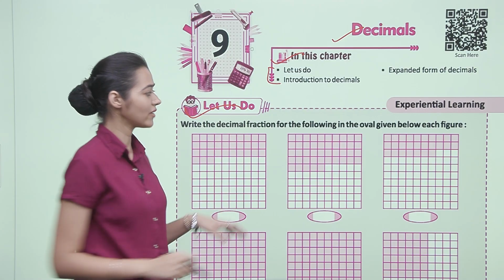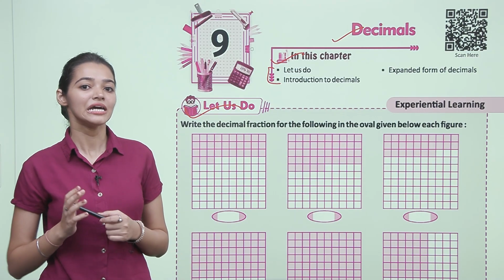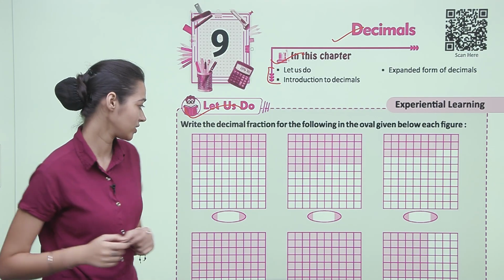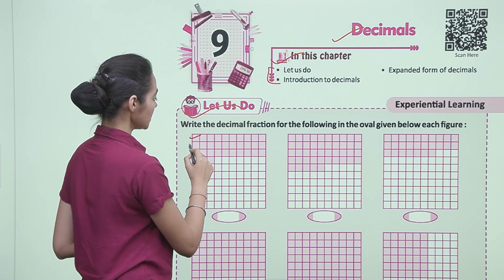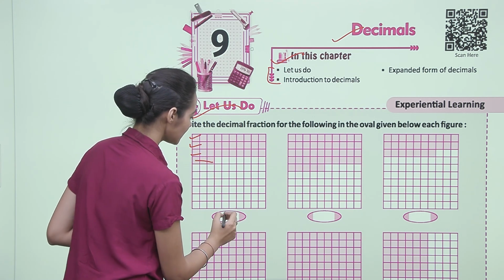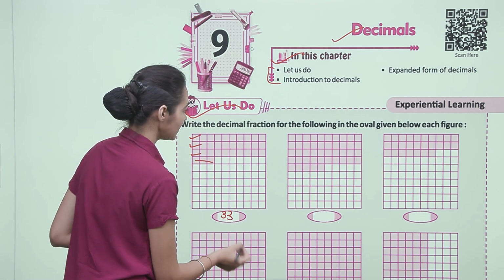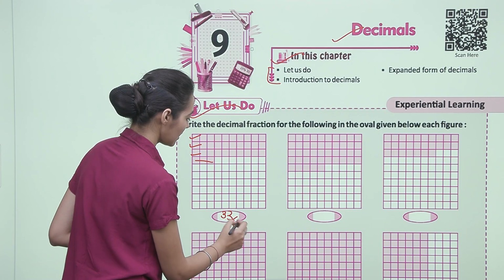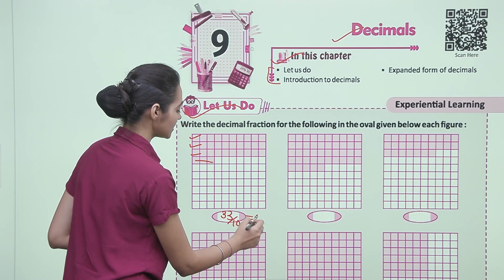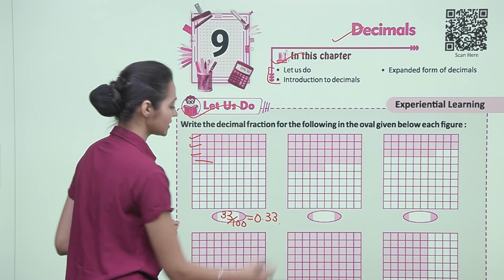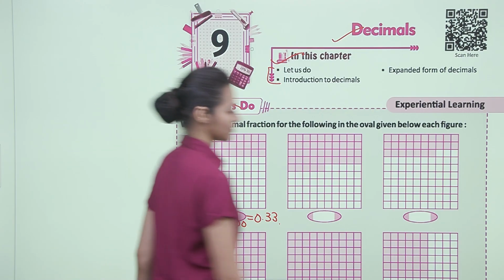Now let us do this. We have to write the decimal fraction for the following in the oval given below each figure. So this one is 10, 20, 30 and this is 33 by 100. That is 0.33. That's how you have to complete the remaining part.